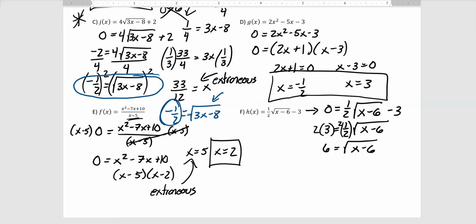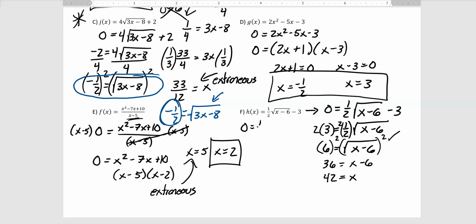So notice over here, when I have that square root all by itself, it's equal to a positive number. That's good news for us. We like that. All right, so now I can square both sides, and I'll get 36 equals x minus 6, because that square undoes the square root. Add 6 to both sides, 42 equals x. Jackie Robinson, all right? So x equals 42.